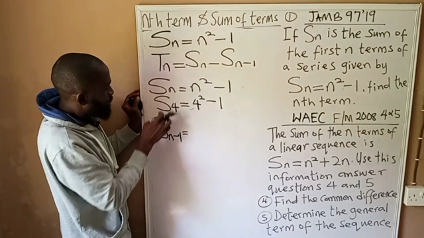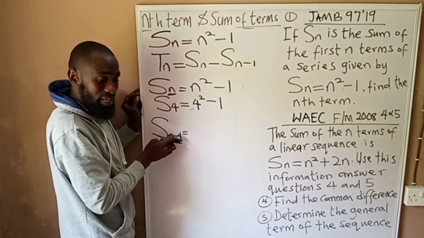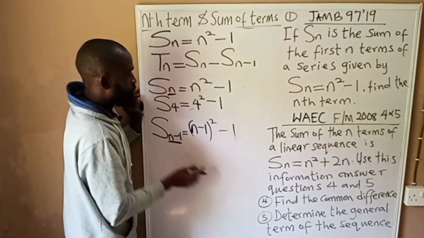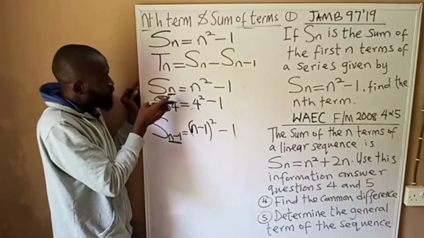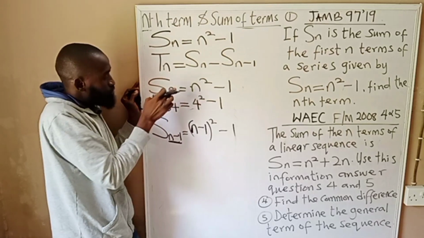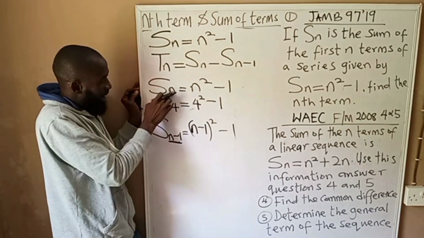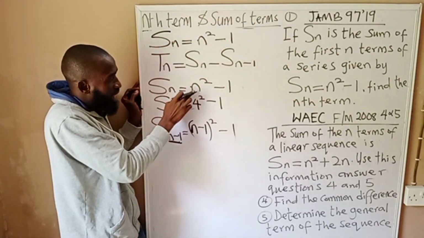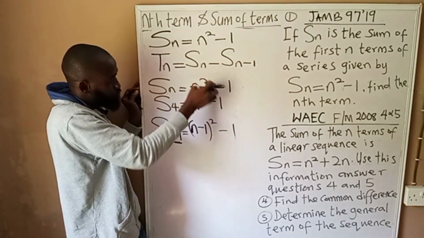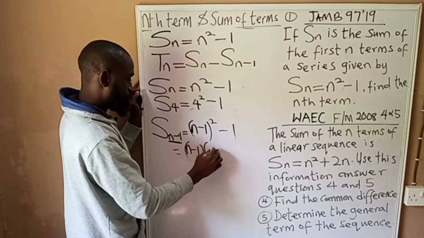So if this n is now n minus 1, it means anywhere we see n in this formula, we introduce n minus 1. So this becomes n minus 1 all squared minus 1. Take note of this example. Our Sn is n squared minus 1, so this n can take any form. n took the form of 4 here, that was why it changed to 4 all squared. In this case n is taking the form of n minus 1, so anywhere I see n, it changes to n minus 1. So we have n minus 1 raised to power 2 minus 1. We open this bracket and have n minus 1 bracket n minus 1, then minus 1.